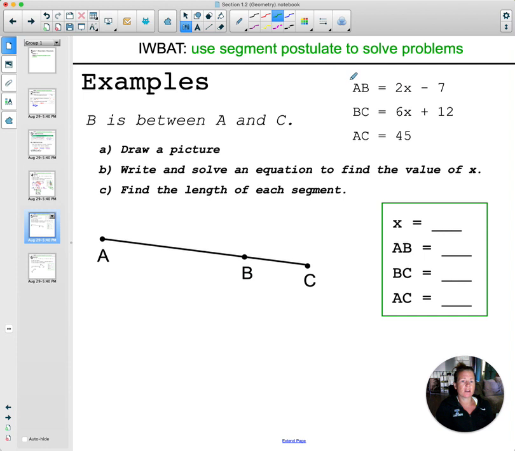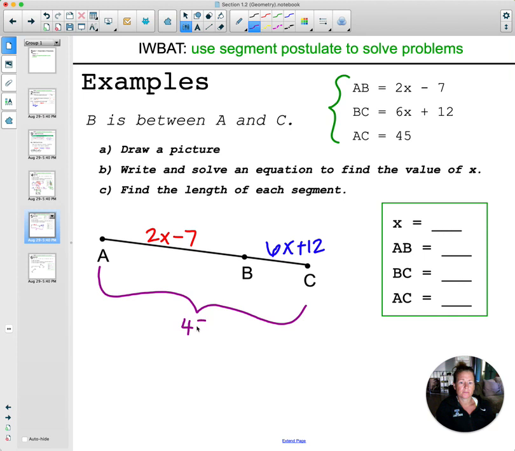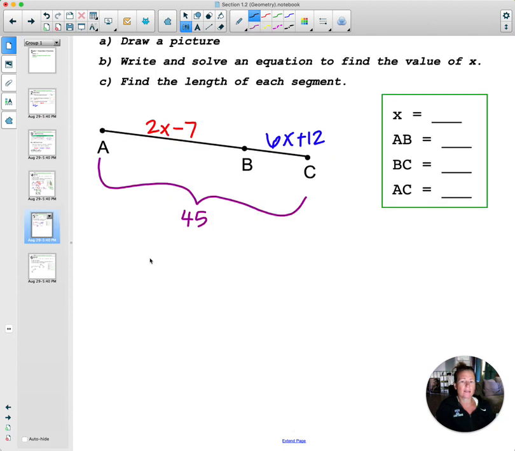Then they also gave us all of this information here, so we're going to go ahead and draw that on the picture. So AB is 2x minus 7. BC is 6x plus 12. And then AC is 45. So again, now we just want to set up an equation to solve for x. Like I said, I like to do blank plus blank equals blank. So the pieces add up to the whole, and then just plug them in.